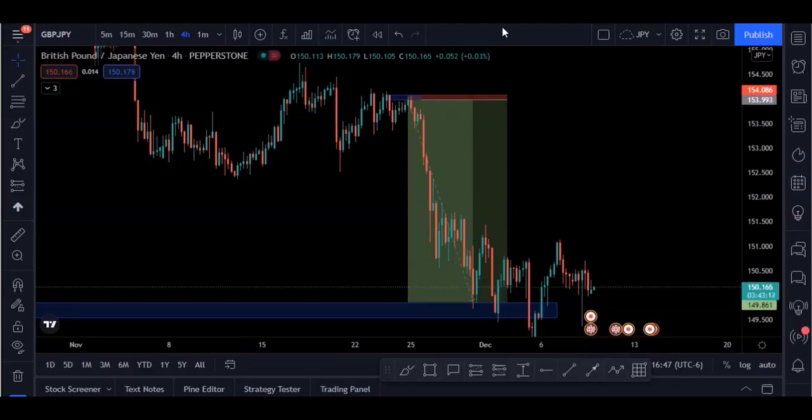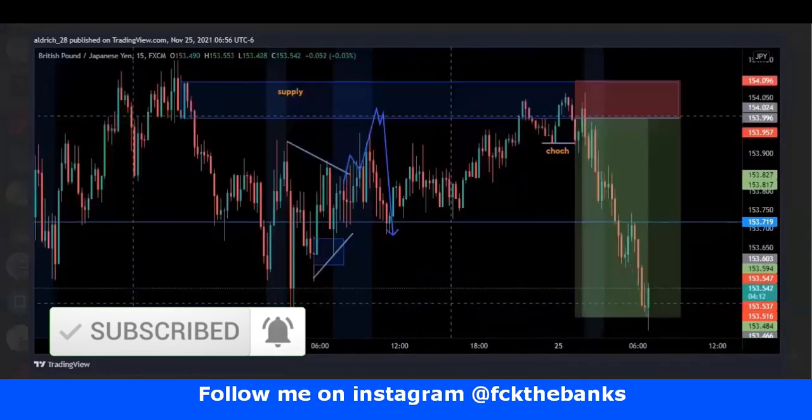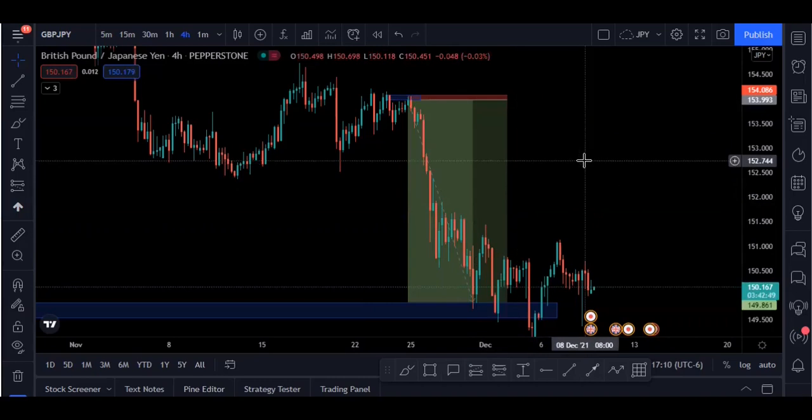Okay, so first off, I want to tell you that this trade was sent in the VIP group, so you get an idea. This was the before and the after, okay? Now let's go to the chart.